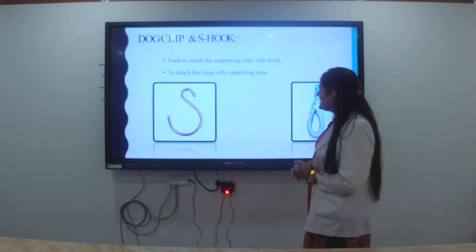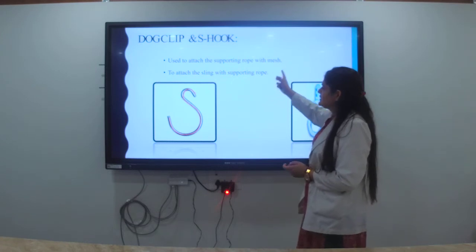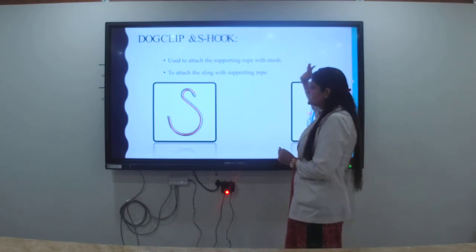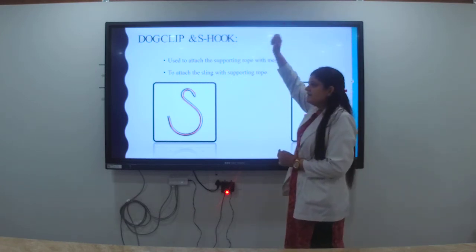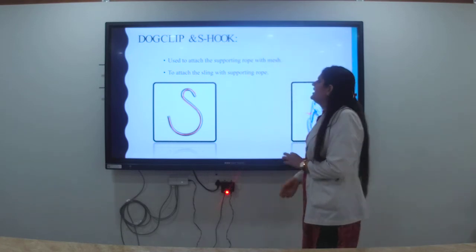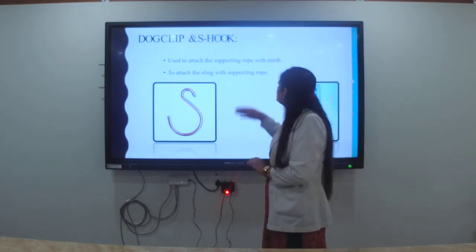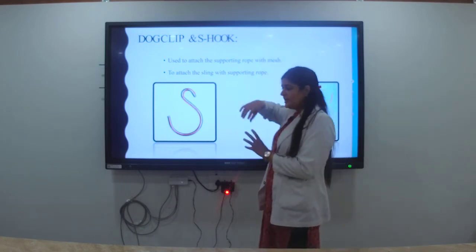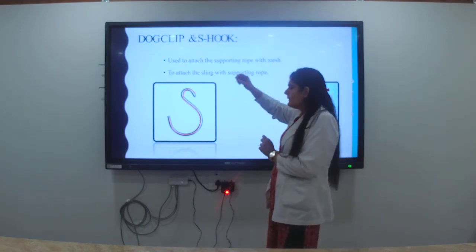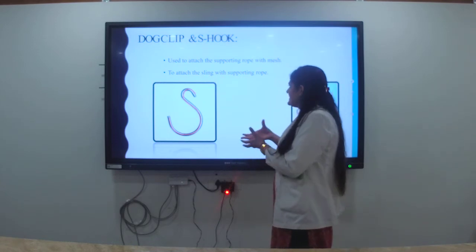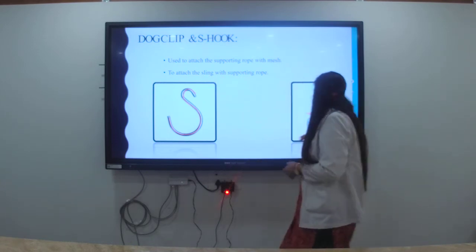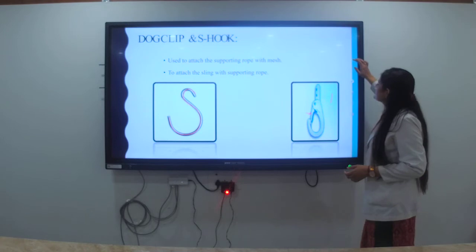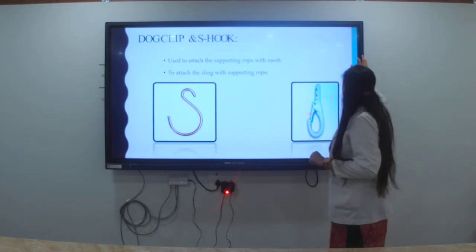It is used to attach the supporting rope with the mesh. Mesh was at the top or at the side. So this can be directly put on the fixed point. It is used to attach the sling with the supporting rope. Also, you can use one for supporting the rope with the suspension therapy frame and the other can be used to attach the sling with the rope. So at two places this is used.